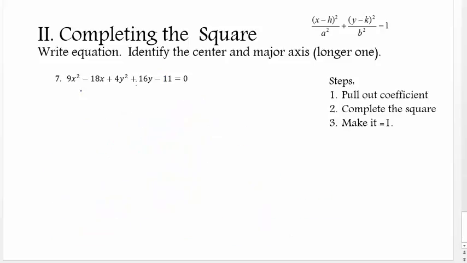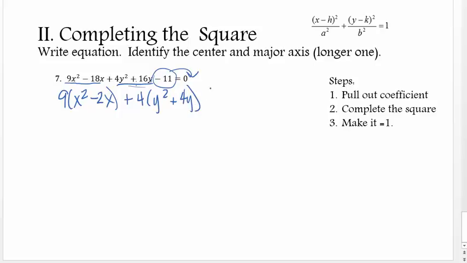Okay, let's group these. Look, x's are together, y's are together, constant. You need to move that constant over here. All right? So let's do some things here. All right, let's pull out coefficients. What coefficients should I pull out of these two? A 9. So 9 is going to leave me with x squared minus 2x, plus pull out a 4 out of these two, y squared plus 4y, and I'm going to move that constant over. So hopefully you understand what I did. I pulled out coefficients, and I moved my constant in one step.